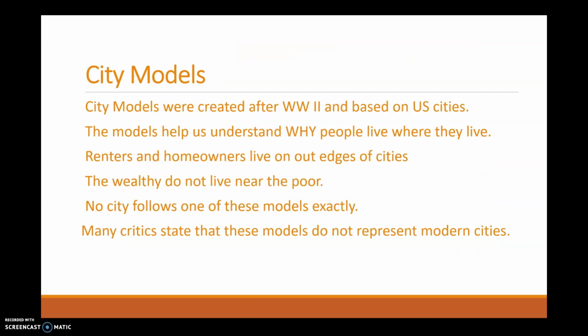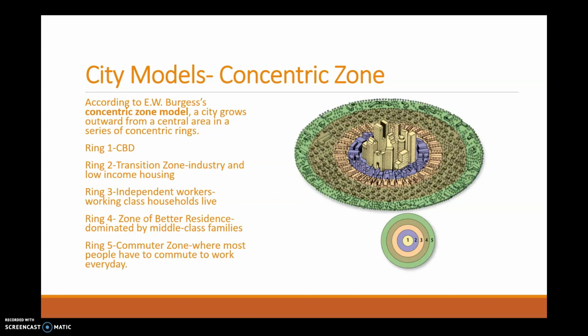So city models were created after World War II and based on U.S. cities. The models help us understand why people live where they live. And renters and homeowners live on the outer edges of cities usually. The wealthier do not live near the poor. No city follows one of these models exactly, but they give you an idea of why people are located where they're located in cities. And so there's a couple major types.